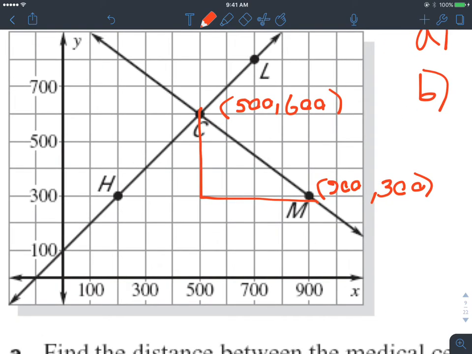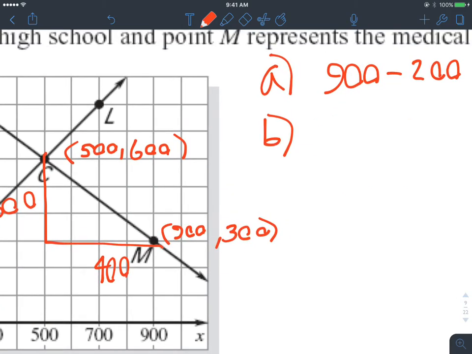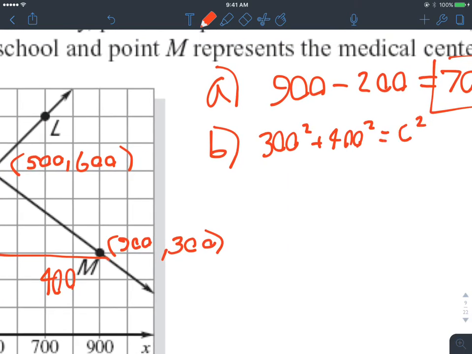Now, let's see here. This horizontal distance there, that's got to be 4 units, technically 400. And then also you got this 300 going up and down. So you could do the Pythagorean theorem. You could say 300 squared plus 400 squared equals c squared. Now remember, this will be very similar to 3 squared plus 4 squared equals c squared, which I'm going to do there.